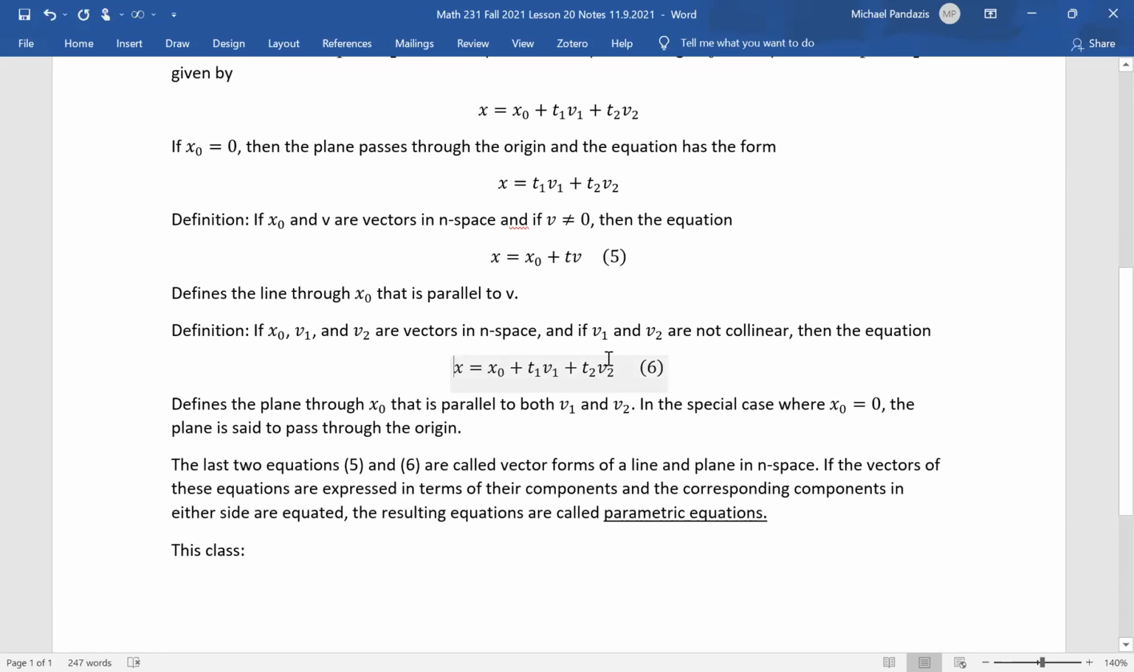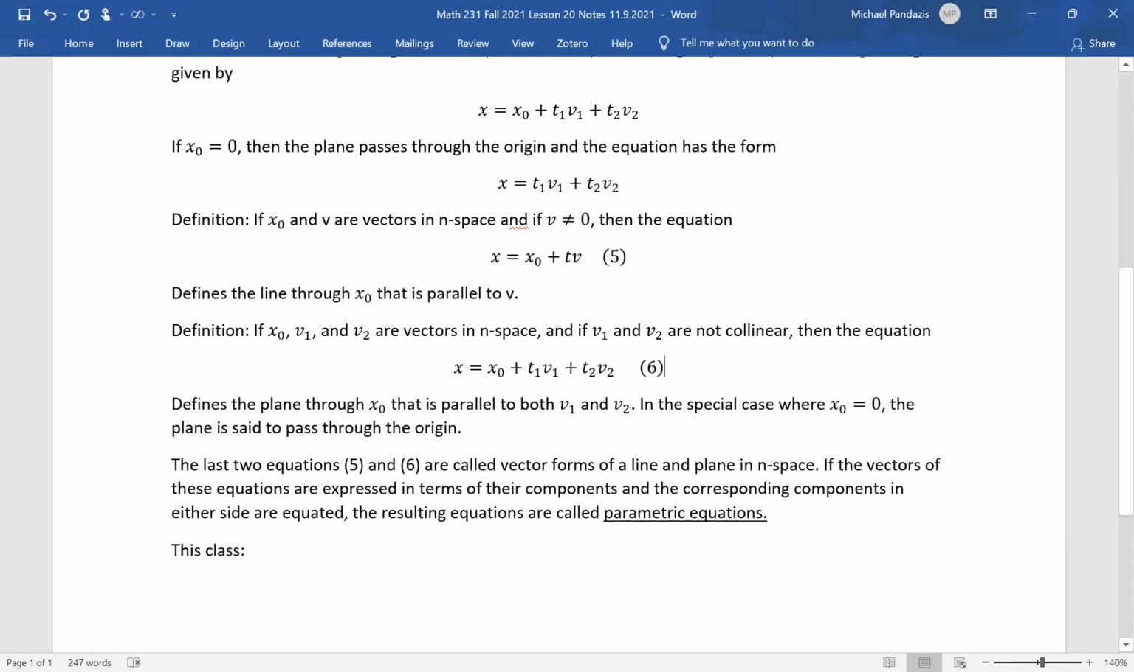So if you think of this equation, instead of writing them as vectors x, x naught, and v1 and v2, you broke down these vectors by their components, and you had equations saying the components of this side equal the components of that side. For each component that are the same, you had a separate equation. That list of equations would be parametric equations, whose solutions would be all the points on the line or plane expressed by the original vector equation.